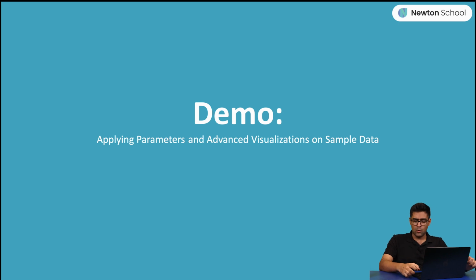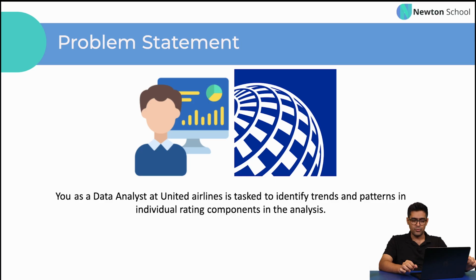Before we open Tableau, there are a few slides we should go through. One is the problem statement: that you have to identify trends and patterns in the individual rating components that we have in the analysis. Up until now, you must have seen in the CSV, there are various rating questions asked to the user around food, around cabin, around ground operations, and their overall rating as well. So you have to find some patterns in that analysis and at least make a visualization out of it that gives you a clear indication of what is going on. So that is the problem statement.